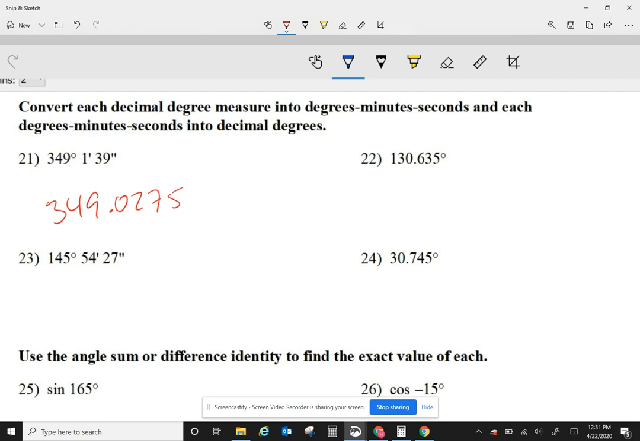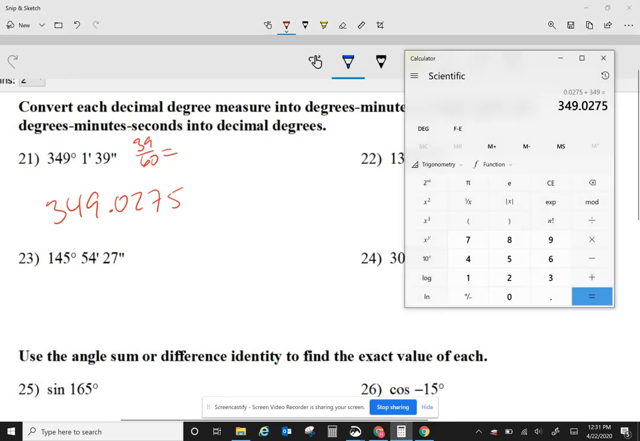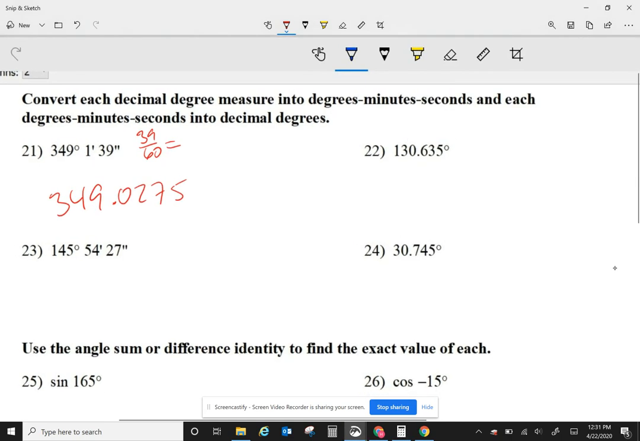You guys are like, how did we do this again? First I did 39 divided by 60. Remember, we did 39 divided by 60. 39 divided by 60 gave me 0.65, plus 1. And the 1, I got it from here, divided by 60. And that gave me 0.0275, plus 349. And that's how I got it.